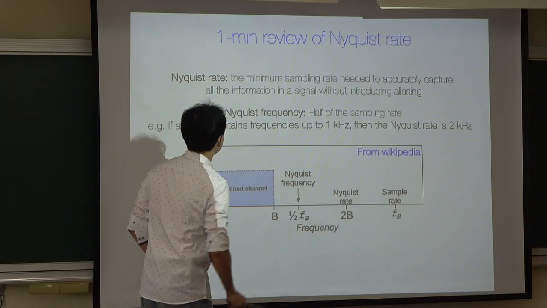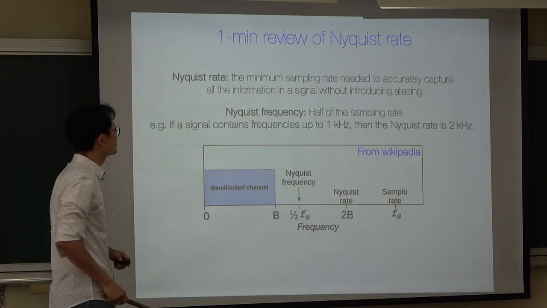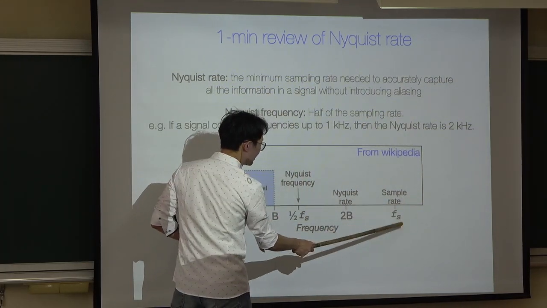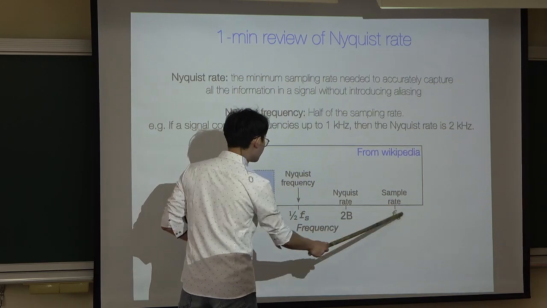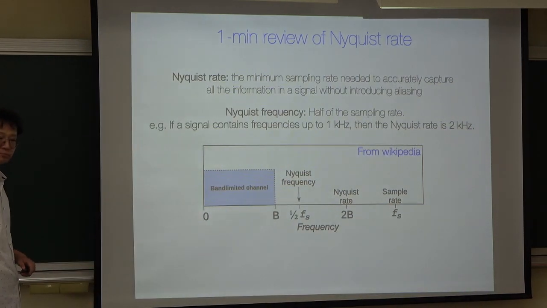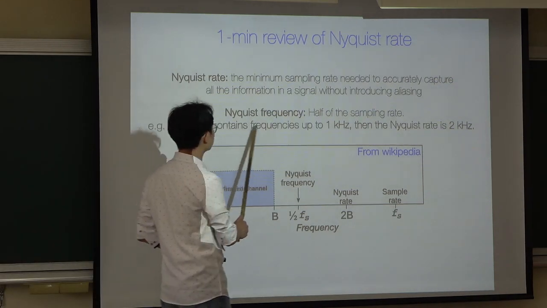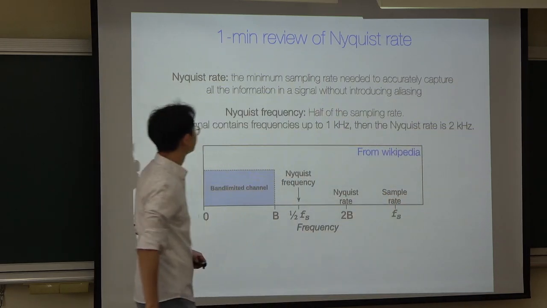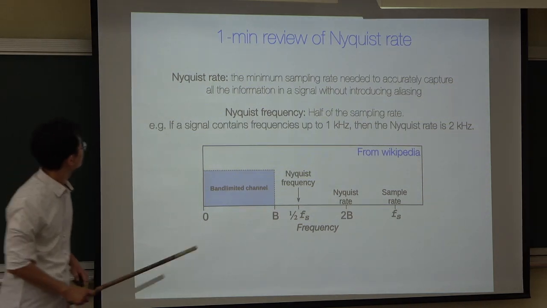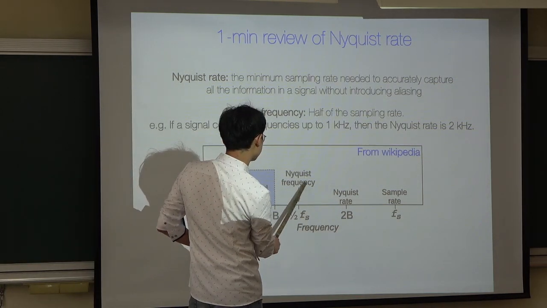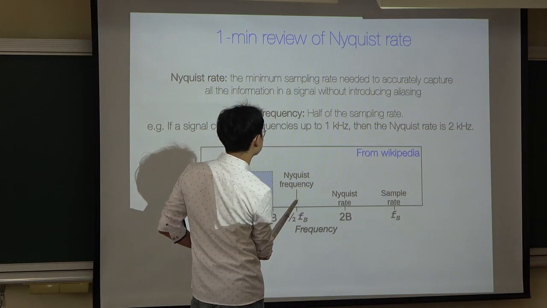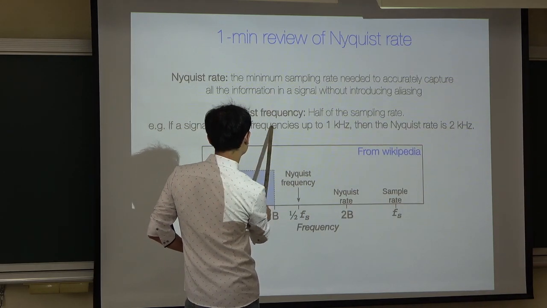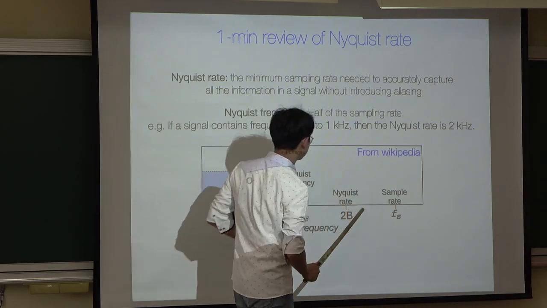And then what is Nyquist frequency? Nyquist frequency is half of the sampling rate. That is, you sample the signal at this rate, and half of it is called the Nyquist frequency. For example, if a signal contains frequencies up to 1 kHz, this is B, and the Nyquist rate is 2B, which is 2 kHz.